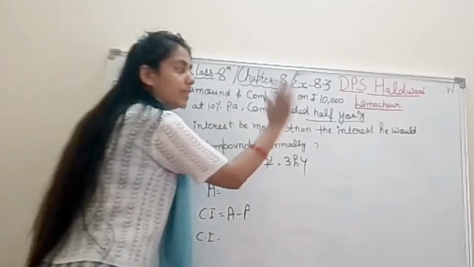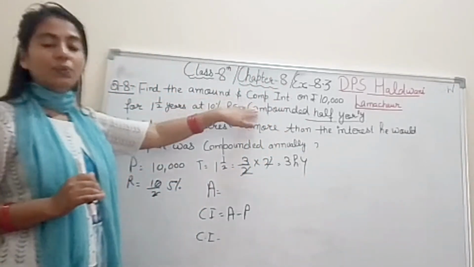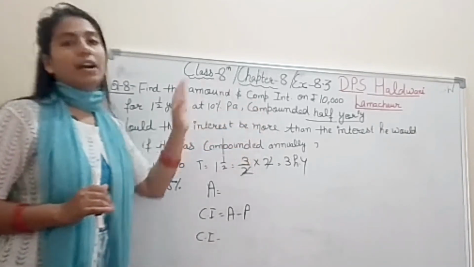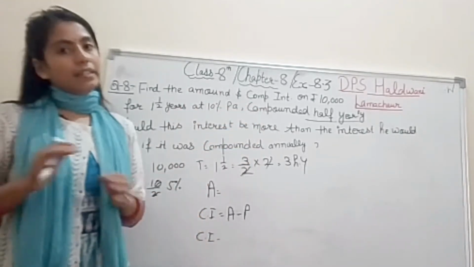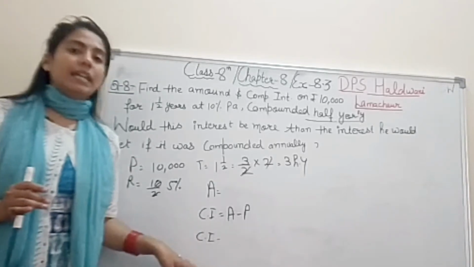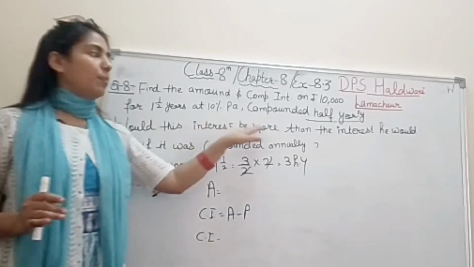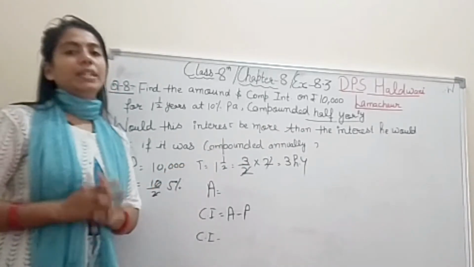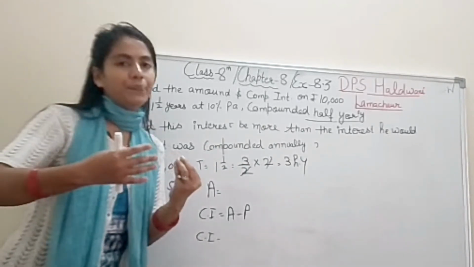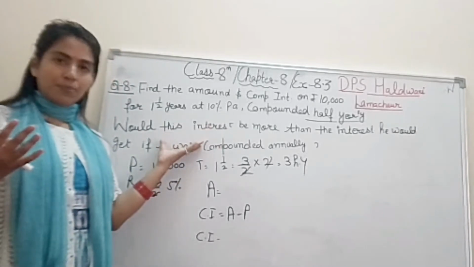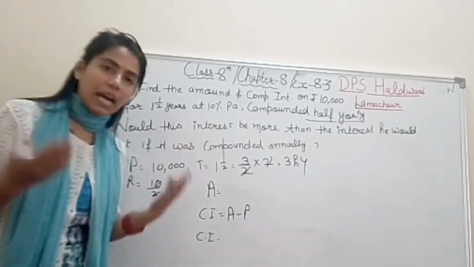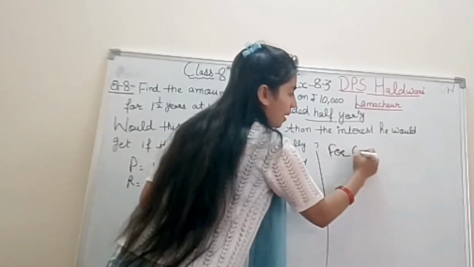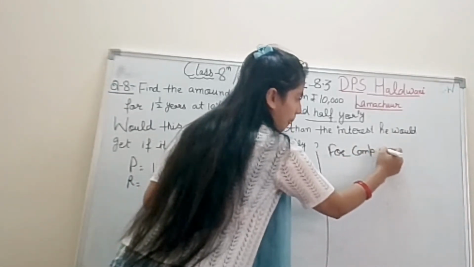So you will check whose compound interest is more. Would this interest be more than the other interest? Either the half yearly interest is greater than the annual one, or the annual is greater than the half yearly one. That you will compare. That's it. At last you will write, yes, the half yearly interest is more than the interest when it was compounded annually. Whatever it is, the question is just a comparison. But for that, you will solve the full question for compounded annually.